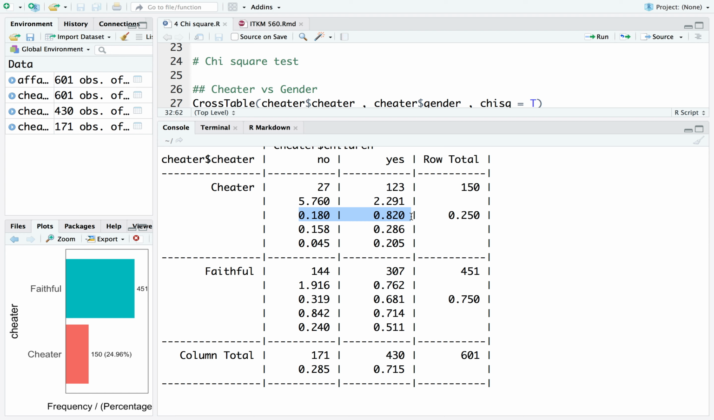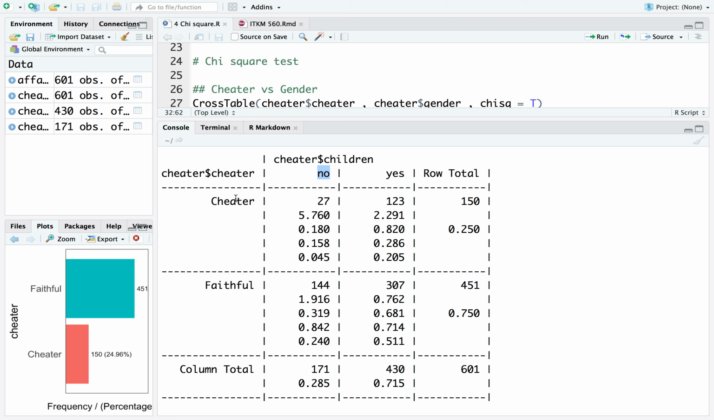So to do this more accurately, what we need to do is say within each category, meaning not having children and having children, what proportion are cheaters? And we're talking about a column. So in other words, a column statistic, such as this one, 15.8%. 15.8% of people without children cheat. 84% of people with no children are faithful.